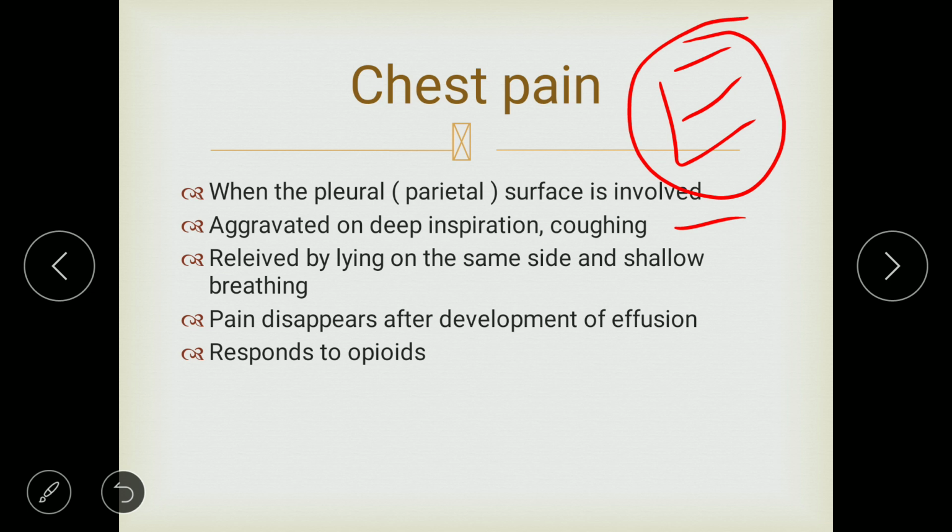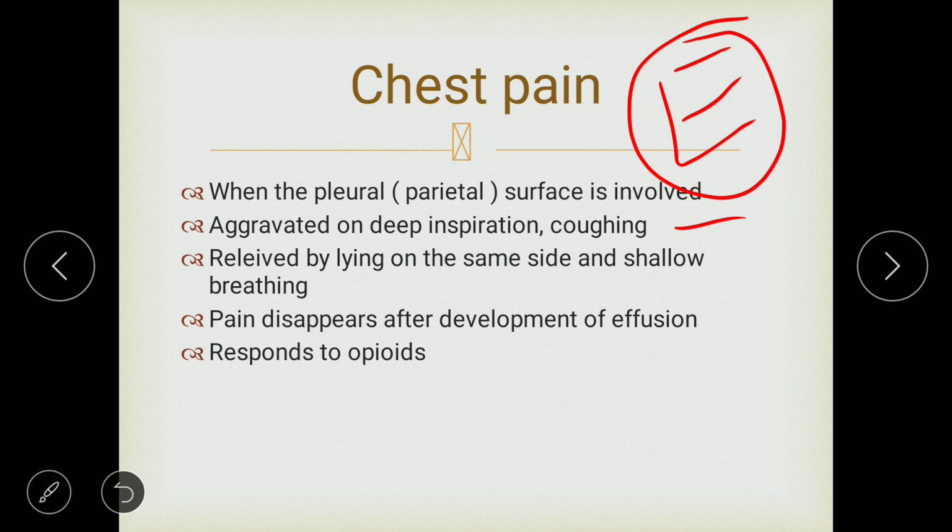And this chest pain will be relieved when the patient lies on the same side. Suppose I am having a right-sided pleurisy and I lie on the same side, my thoracic movement on the right side is hindered. That is, the thoracic cavity of the left side will expand normally, whereas that on the right side cannot expand fully. So when the lung cannot expand fully, there will be no rubbing of pleura against each other. Hence, lying on the same side will relieve me of the chest pain.